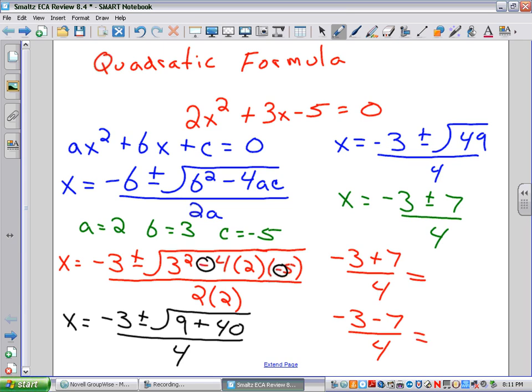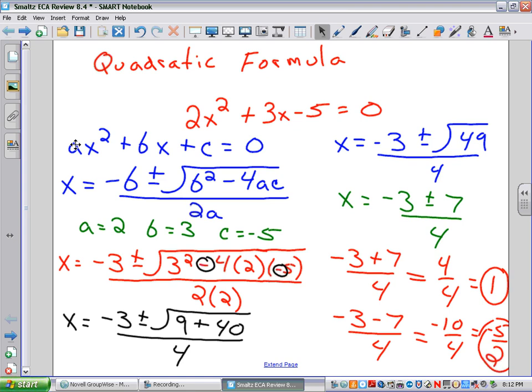Let's see. What's negative 3 plus 7? That's positive 4 over 4 is 1. 1 is one of my answers. The other answer would be negative 3 minus 7. That's negative 10 over 4. And we got to reduce that fraction. Don't forget that. Negative 5 over 2 would be that other answer. Negative 5 over 2. It's okay to get fractions, and it's best to leave them just improper fractions. So there are my two answers for that equation.